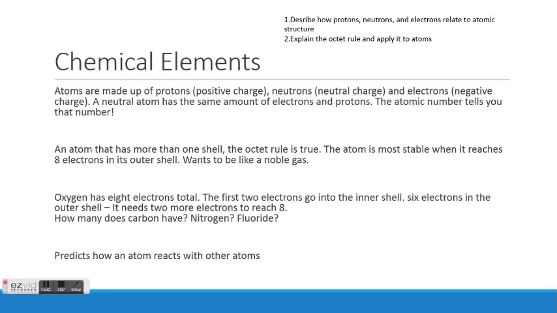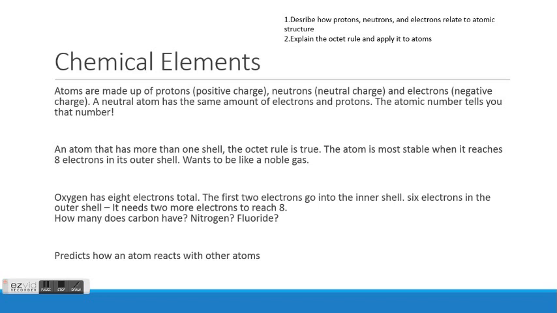Carbon is 4 away, so it can either lose 4 electrons or gain 4 electrons. Nitrogen is 3 away, so it can either gain 3 electrons or lose 5. Now in the case where one side is less than the other, so nitrogen can gain 3 electrons, it always goes with the less. It's a lot easier to gain 3 electrons than it is to lose 5 electrons. You can't just lose them, as in just drop them off. You actually have to give them away. And fluorine just wants to get 1 electron.